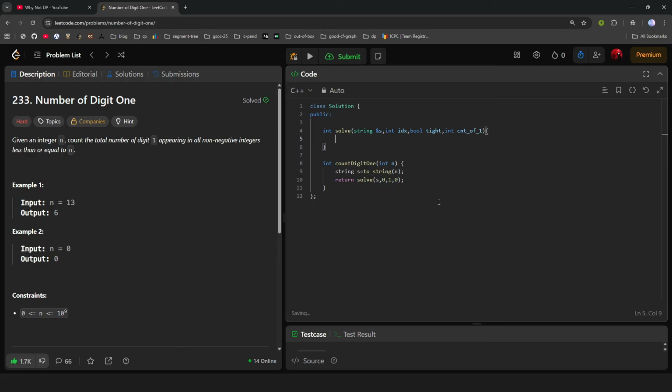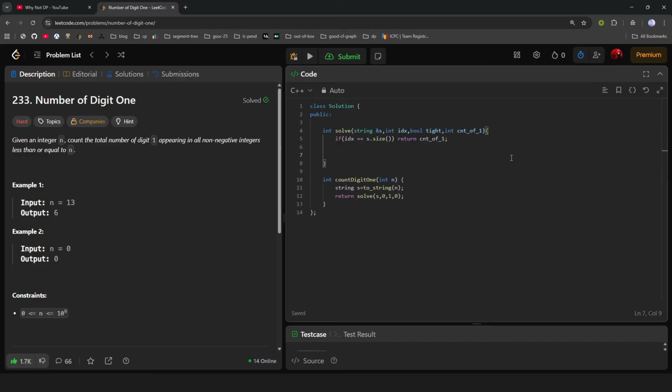So what will be the base case? The base case will be very simple, as I told you: when the value of this index becomes equal to the size of this integer, that is s dot size, then we will simply return this value of count of 1, because by now it must be holding the correct value of the number of all the digit ones present in this formed integer. So we will just return this.